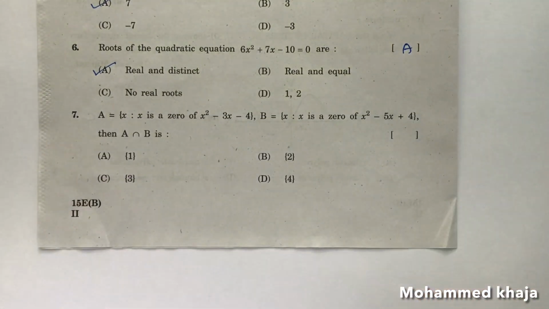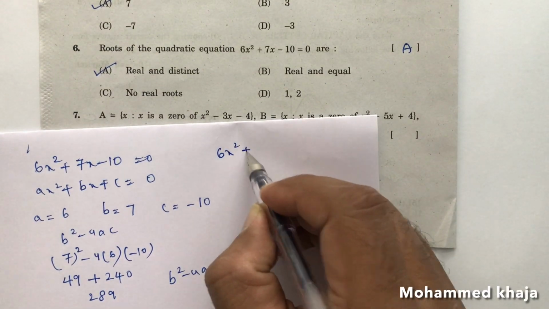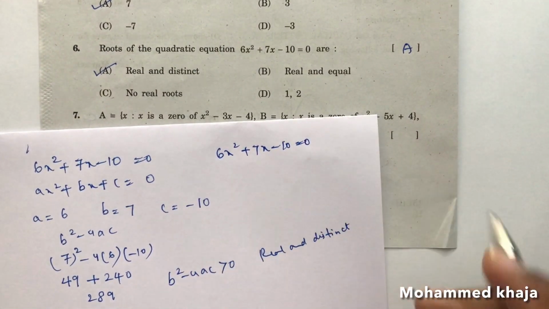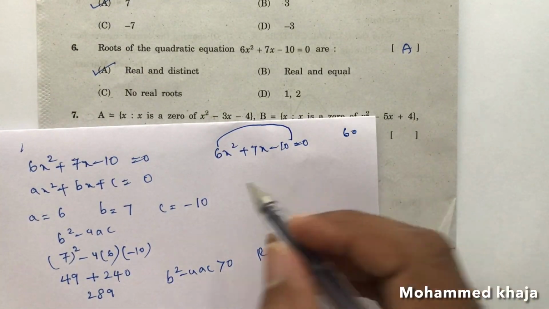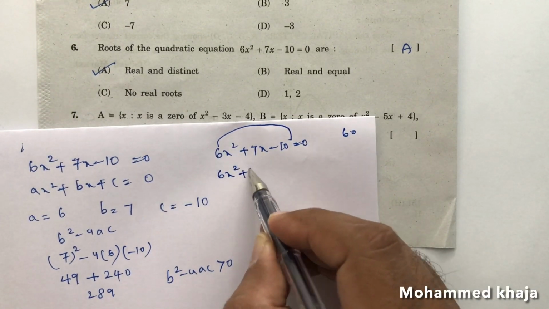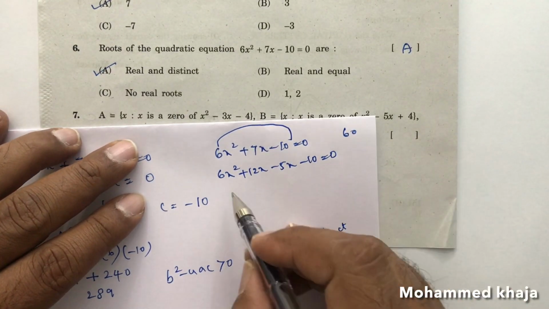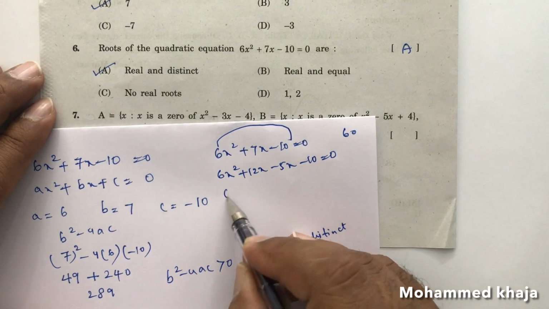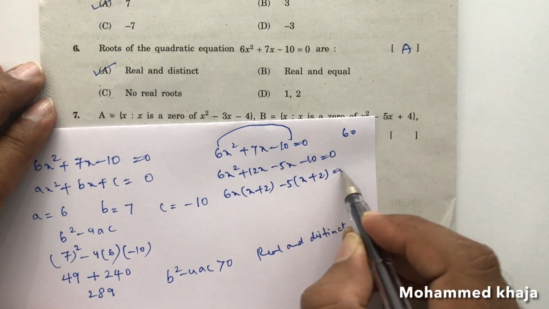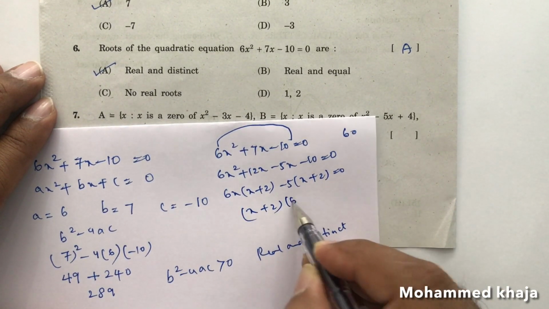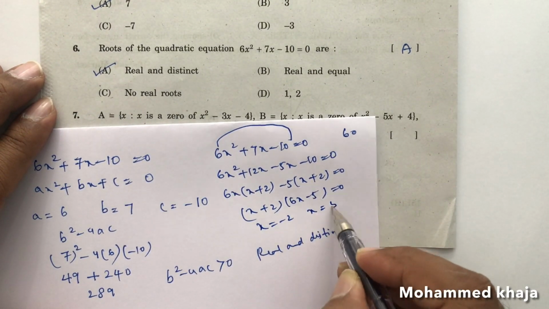Once try to factorize this one. If you factorize 6x square plus 7x minus 10 equals 0. So 6 into 10, here 60. 12 into 5, 60. So 6x square plus 12x minus 5x minus 10 equals 0. If we simplify this, take 6x common, x plus 2, minus 5 common, x plus 2. So x plus 2 into 6x minus 5 equals 0. So x equals minus 2, and here you'll get x equals 5 by 6.